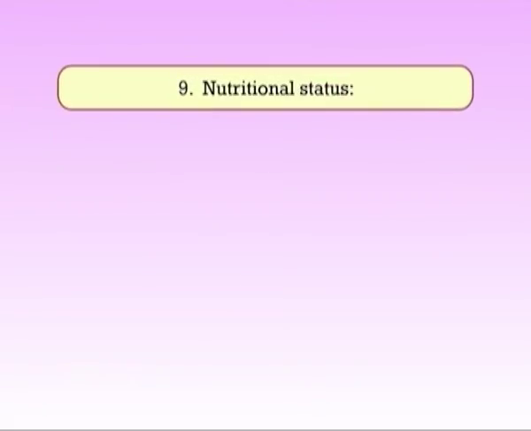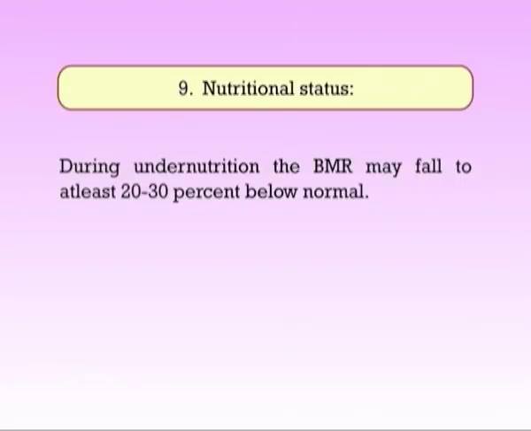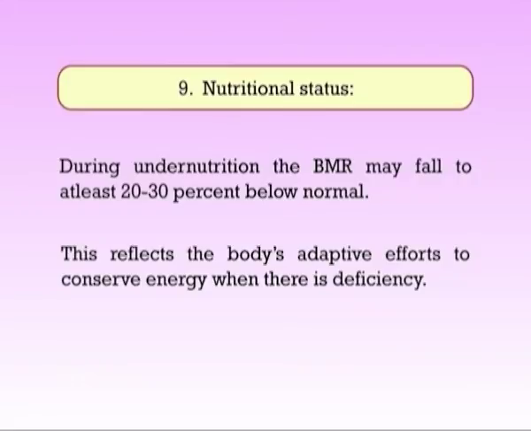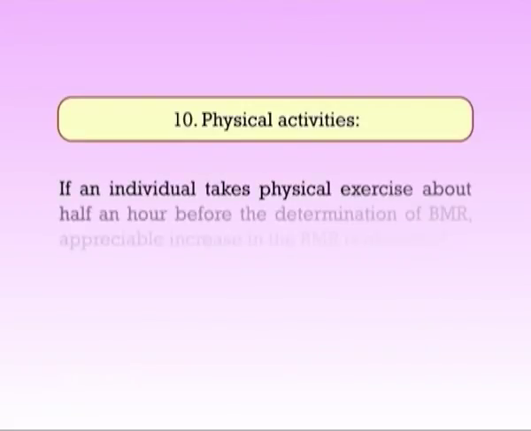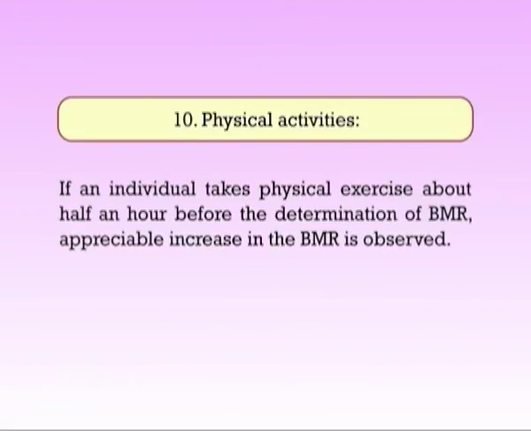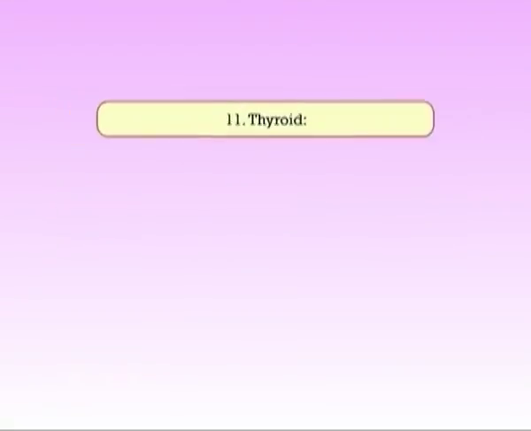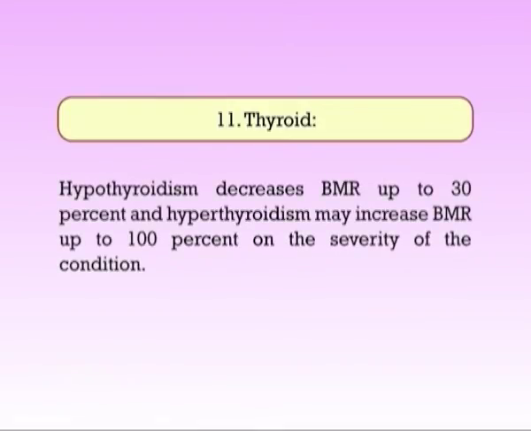Next is the nutritional status. During undernutrition, the basal metabolic rate may fall to at least 20 to 30% below normal. This reflects the body's adaptive efforts to conserve energy when there is deficiency. Next is the physical activities. If an individual takes physical exercise about half an hour before the determination of basal metabolic rate, an appreciable increase in the basal metabolic rate is observed. Thyroid. Hypothyroidism decreases basal metabolic rate up to 30%, and hyperthyroidism may increase basal metabolic rate up to 100% depending on the severity of the condition.